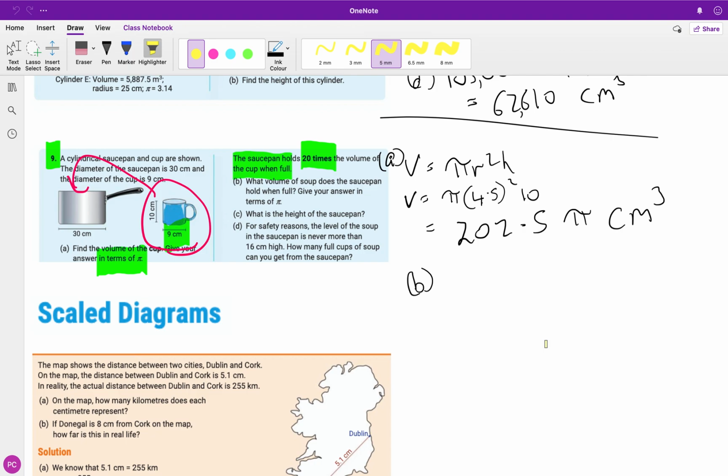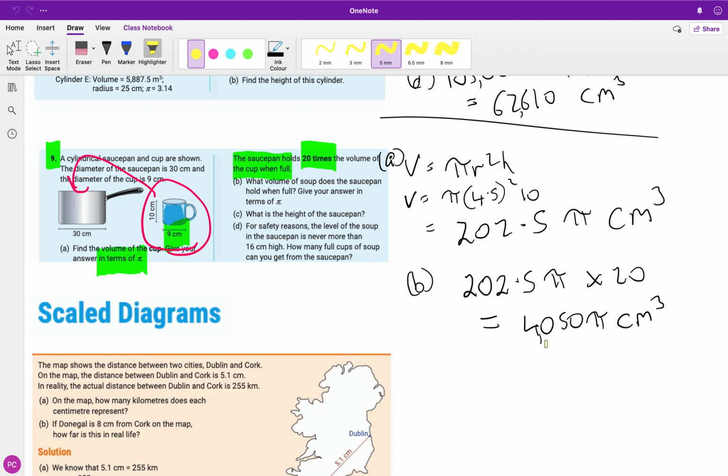We know the volume of the cup is 202.5 pi, and we know that it takes 20 of them to fill up the saucepan, so we multiply that by 20, leaving the pi alone, centimeters cubed, because we're still dealing with volume. When you multiply 202.5 by 20, you get 4,050 pi. Don't forget the pi, because we're still in terms of pi. Okay, that's part B done.